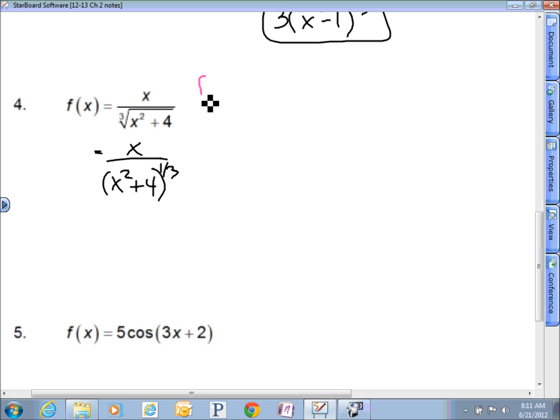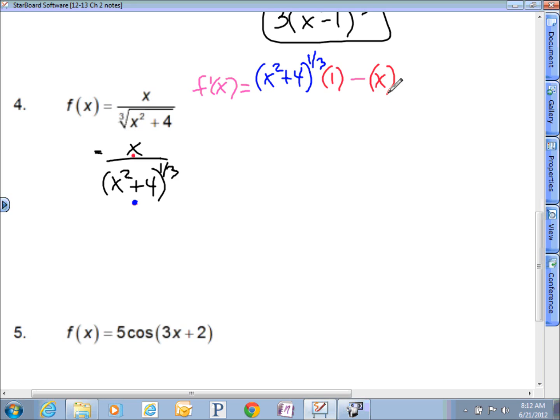So f prime of x. Low x squared. So let's do the red blue thing that we've done. The numerator is red, the denominator is blue. So we're going to start with low, x squared plus 4 to the 1/3, times the derivative of the top times the high, which would be 1, or d high would be 1, less the high function, which is the x.